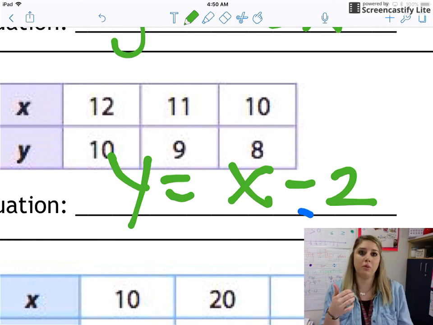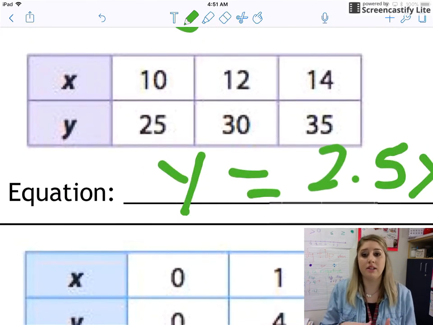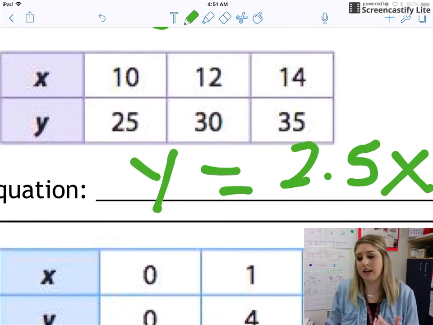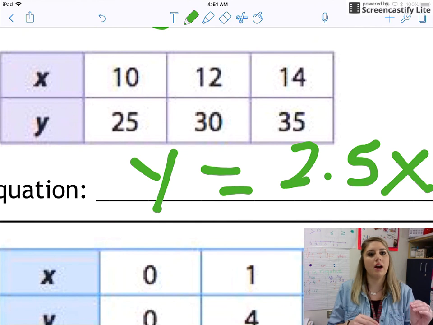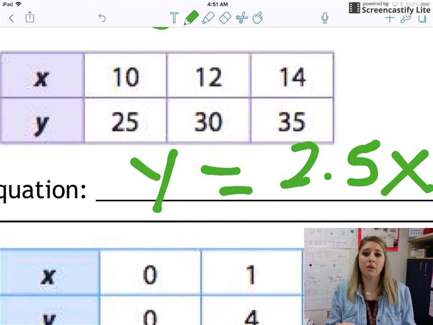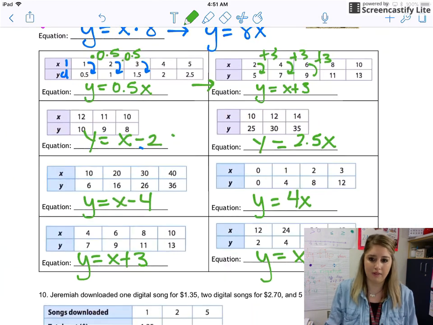So that was kind of cool that we were subtracting 2 from each of them. On the next one, I noticed that it wasn't an adding, it wasn't a subtracting, so I knew it was going to probably be a multiplying because it's getting bigger. And so I was like, okay, how can I get from 10 to 25? Well, that means I could multiply by 2.5. So it's y equals 2.5x.